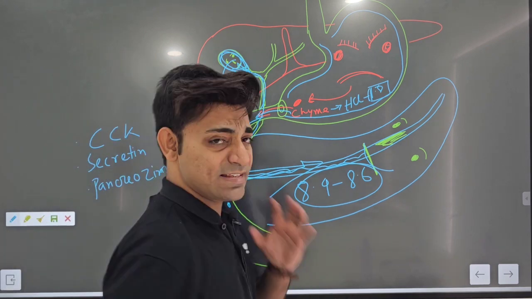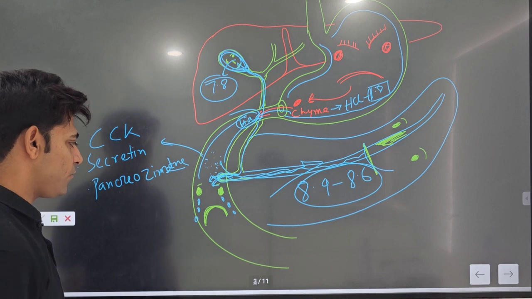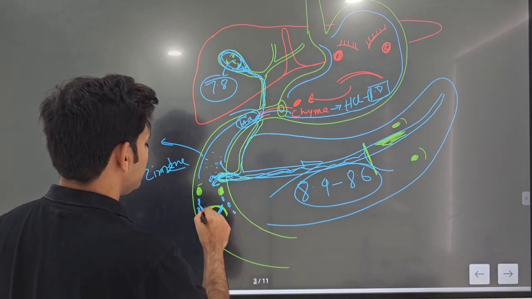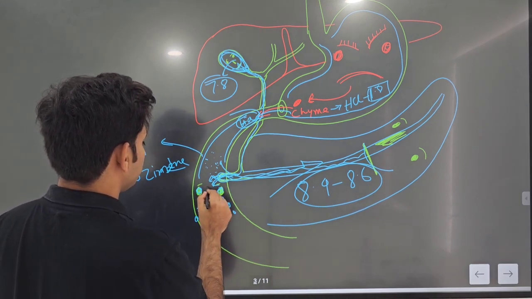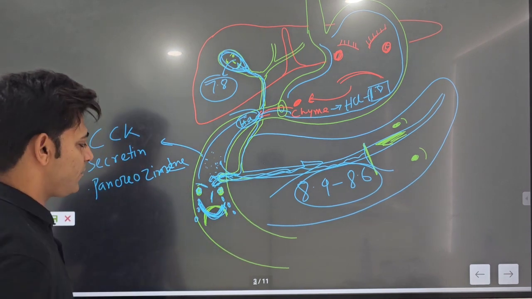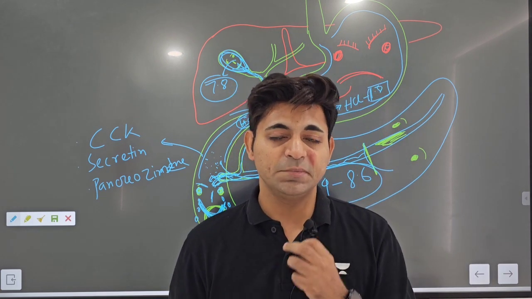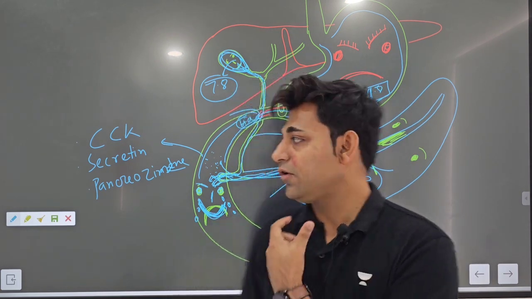Now the duodenum is safe from HCl, because HCl will be neutralized now, and suddenly our duodenum is happy now. And most of the remaining part of the food will be completely digested in the duodenum.